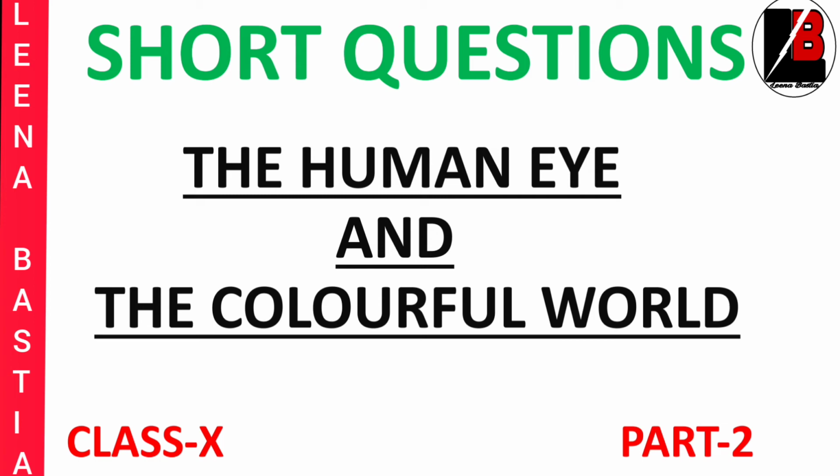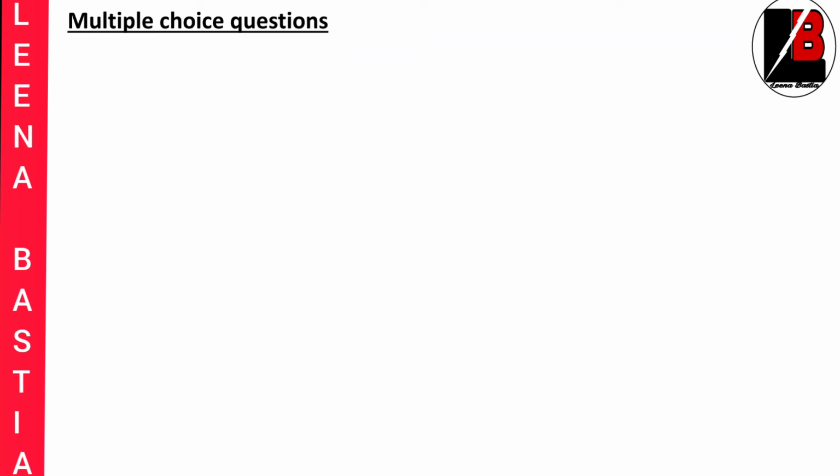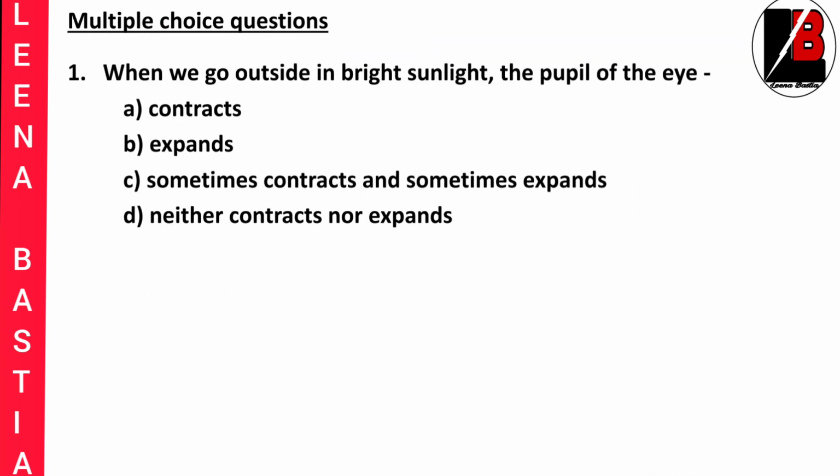The Human Eye and the Colorful World, class 10. Okay, so let us begin with the questions. First question says, when we go outside in bright sunlight, the pupil of the eye, the options are A. Contracts, B. Expands, C. Sometimes contracts and sometimes expands, D. Neither contracts nor expands. The answer is A, that is contracts.